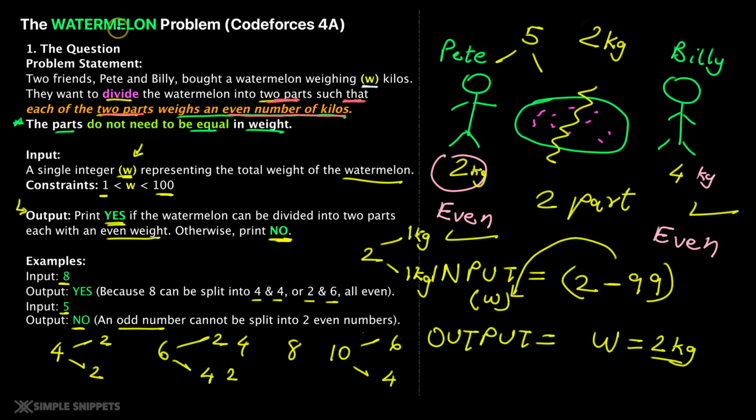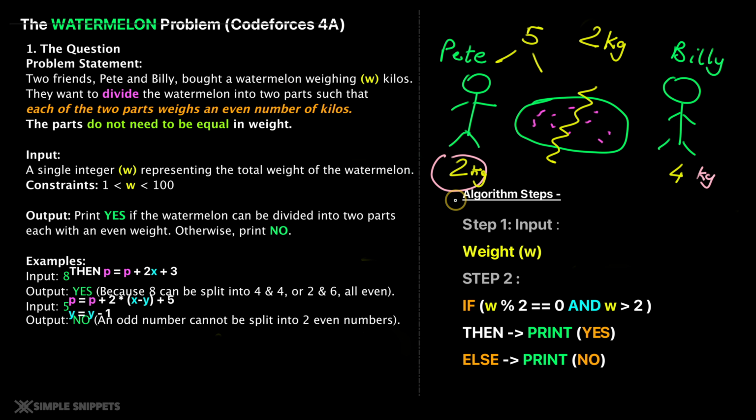But now that you've understood the question, the problem statement, the input, the output that is expected, a couple of examples, and also the edge case, let's now see the algorithm, how it would look. It's going to be very basic, but it has that extra edge case. Alright, so here are the algorithm steps. Step 1, you take the input as the weight W.